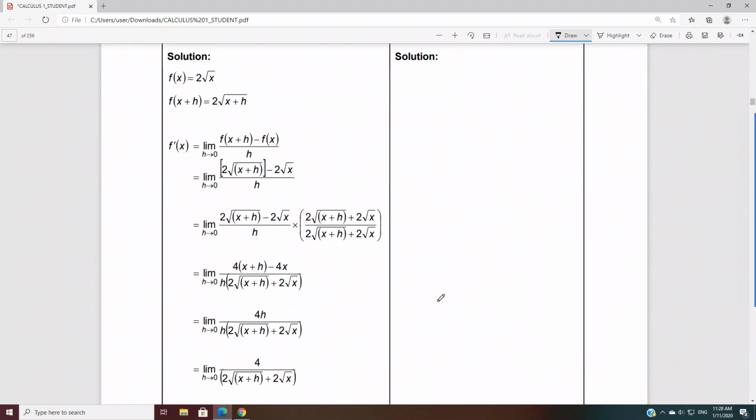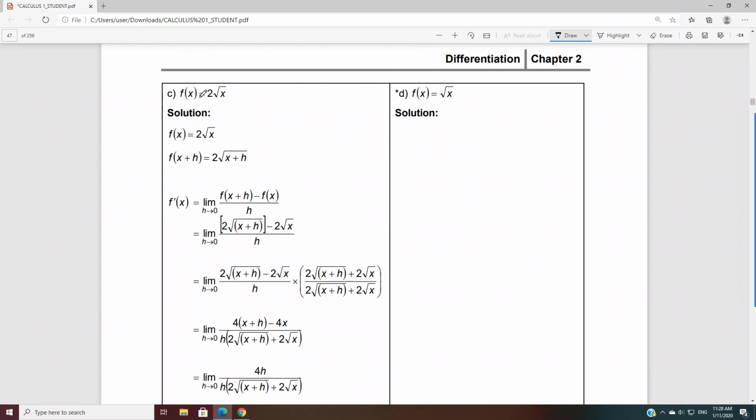Okay, next we have f(x) equals 2 square root of x. So f(x) equals 2 square root of x, and f(x+h) equals 2 times square root of x plus h. Okay, so we use the definition of derivative. Limit h approaches 0, f(x+h) minus f(x) over h.